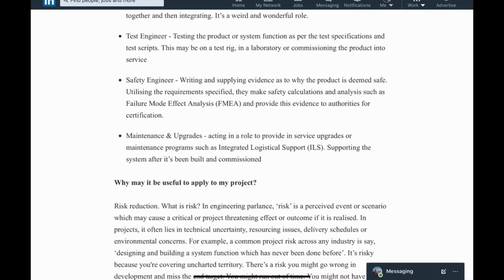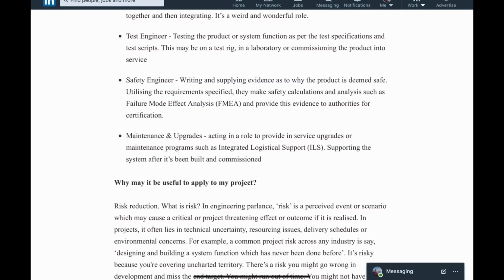Safety engineer. Becoming a massive part of systems engineering is the ability to safely ensure that every product we make is reaching a certain standard. So as a safety systems engineer, you'll be writing and supplying evidence as to why the product is deemed safe. Utilizing the requirements specified, you would then make safety calculations and analysis such as FMEA and provide this evidence to authorities for a certification. You'll be working across many disciplines as a safety engineer, working with your test engineers, your designers, all gathering evidence to make sure that the system you're building is safe.